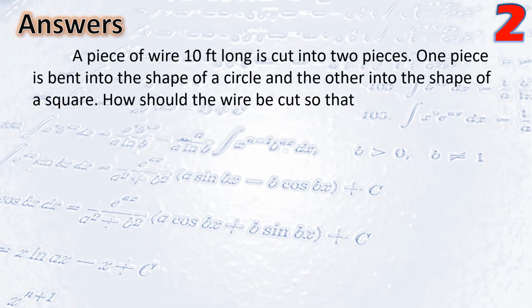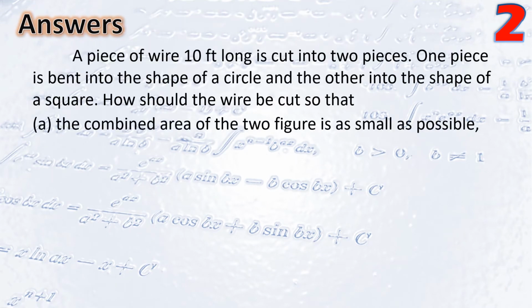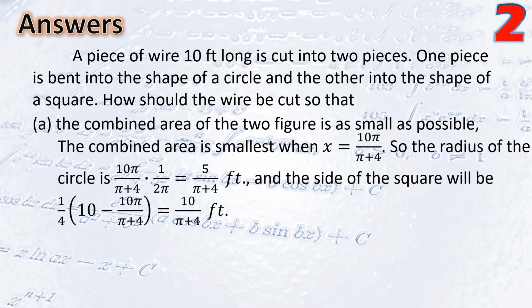To answer the questions in the problem, letter A, the combined area of the two figures is as small as possible. The combined area is smallest when x is equal to 10 pi over pi plus 4. So the radius of the circle is 10 pi over pi plus 4 times 1 over 2 pi, and that is 5 over pi plus 4 feet.